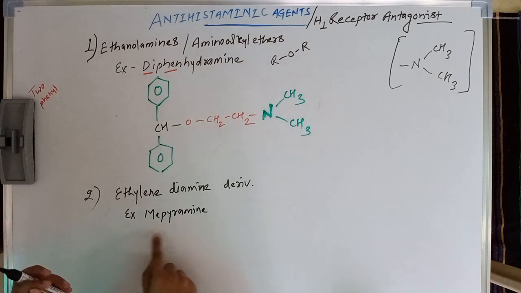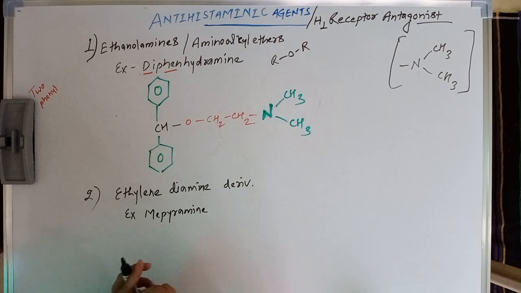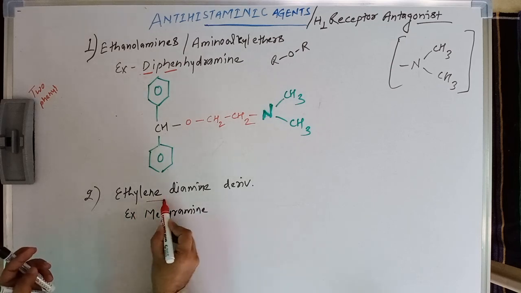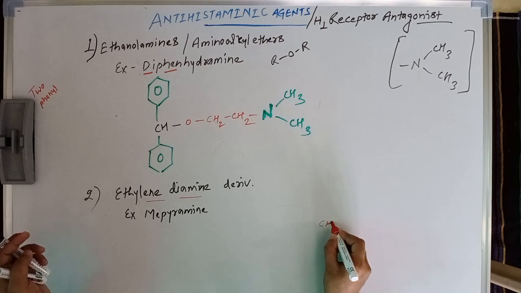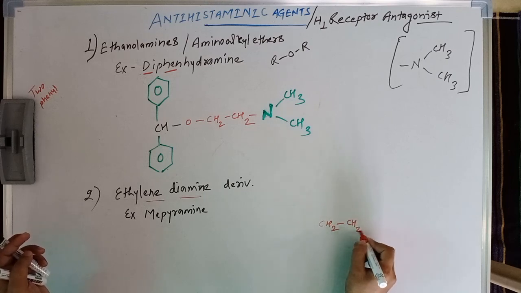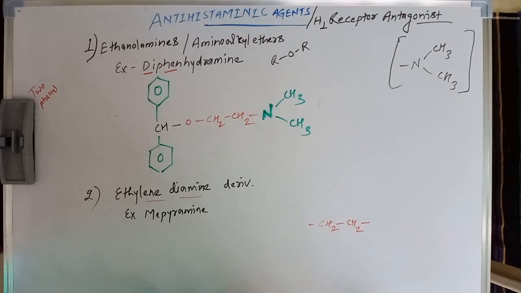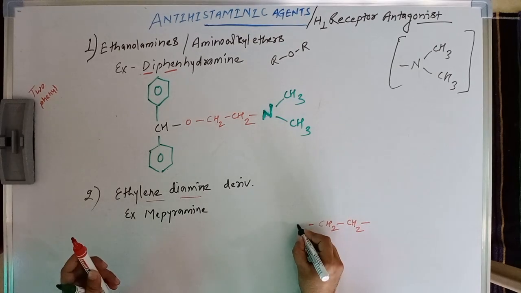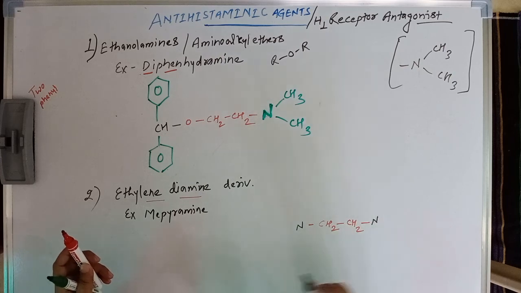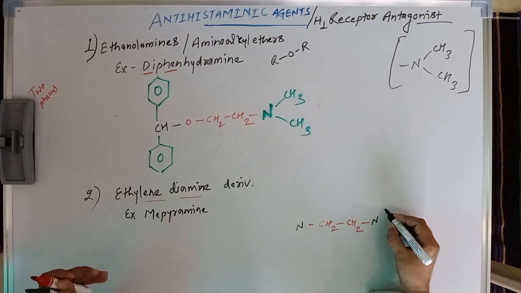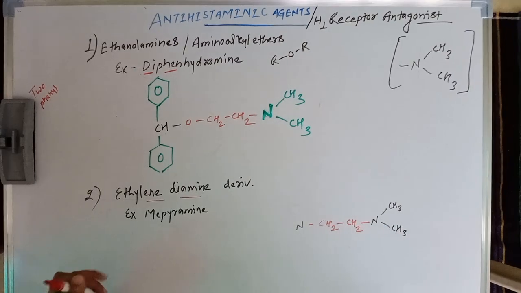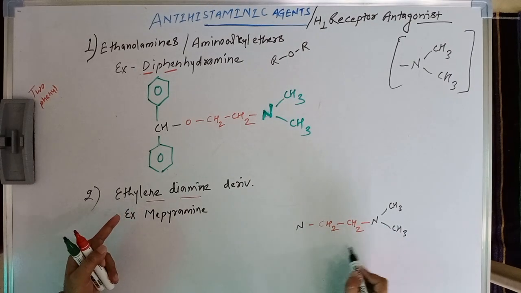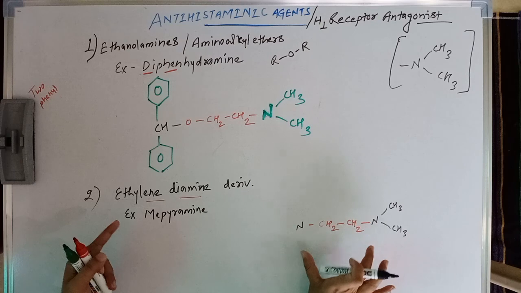Before drawing the structure of mepyramine, we have to focus on this name, ethylene diamine. How can we draw ethylene diamine? This is your ethylene moiety. Diamine means two amines, and I have already discussed that most antihistaminics have tertiary amine groups. So this one is your tertiary amine. This is ethylene, this is diamine: ethylene diamine.